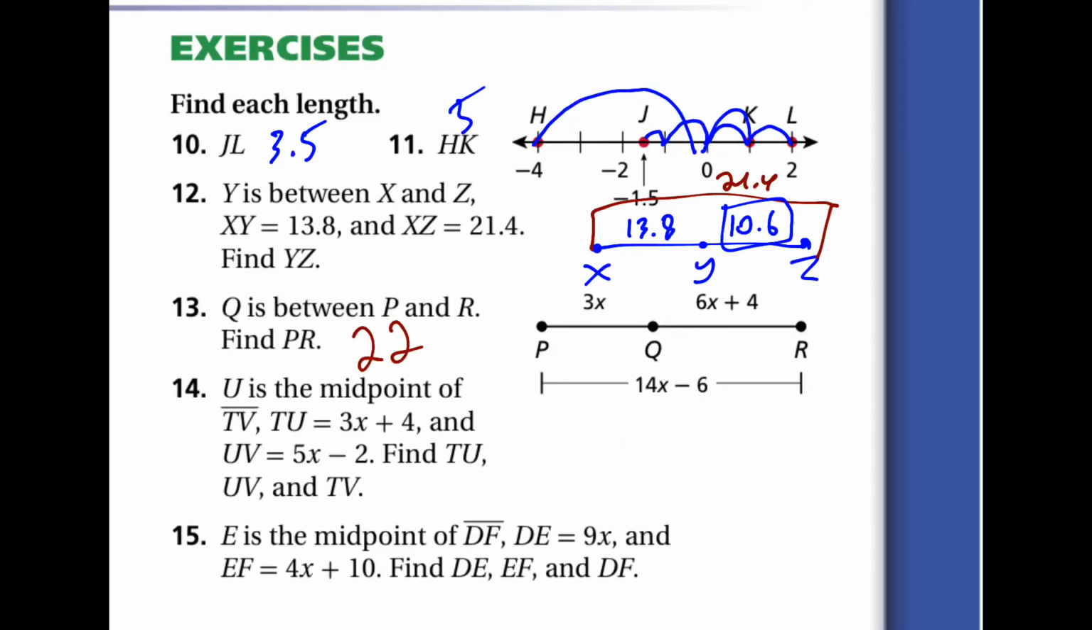For 14, if U is the midpoint, then these two things are equal to each other. So 3x plus 4 is equal to 5x minus 2. If I move all the x's to the right, I end up with 2x. And if I move all the numbers to the left, I get 6. Since x is equal to 3, they want me to find each of these parts. So 3 times 3 plus 4, this one is 13. 5 times 3 minus 2 is also 13. So the two put together is equal to 26.